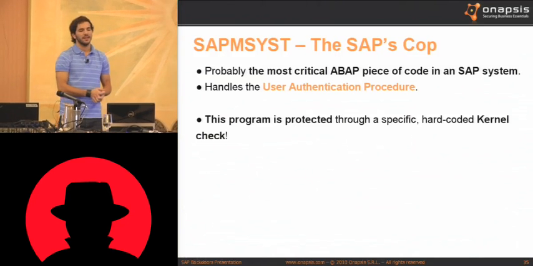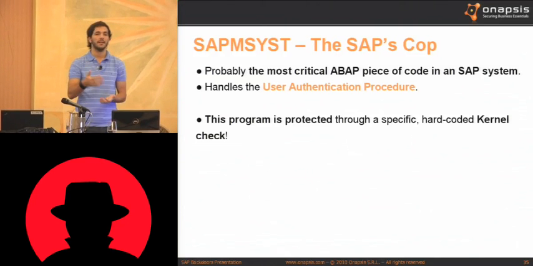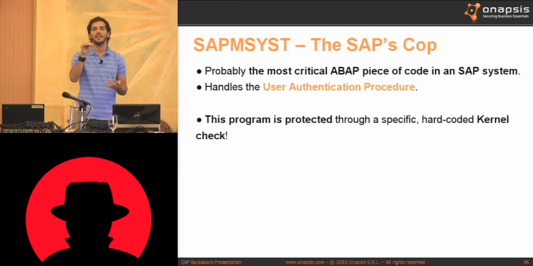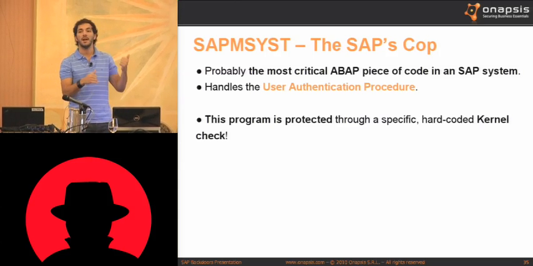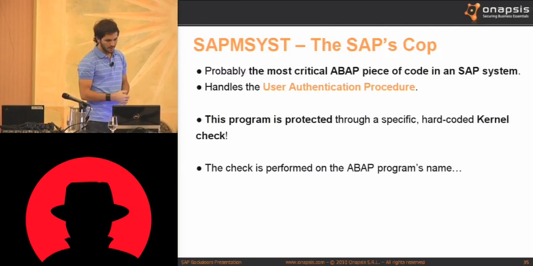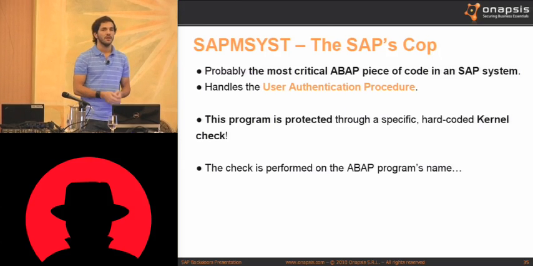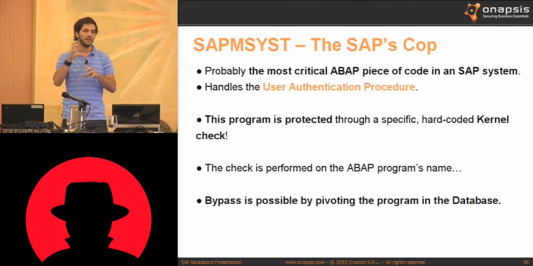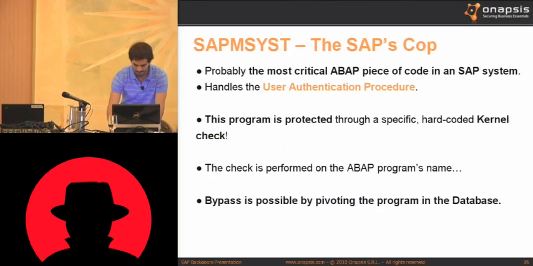What I discovered was that this program was protected through a specific hard-coded check in the kernel. So if you get the kernel binary and you analyze it, you'll see that there is a particular piece of code that says that if the requested program is SAP MSYST or some others, don't access it. It has nothing to do with the magic ABAP string. But what I realized is that the check was only performed on the ABAP program name. So you can pivot it and change the name in the database, get the source code, modify it, and write it back. So it's possible to bypass this check, and we're going to see that.